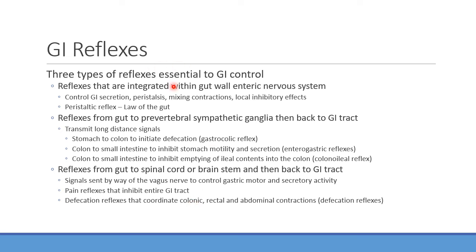Okay, so there are local effects within local areas right next to one another. There are some effects that go up to the sympathetic ganglia and back down to other portions of the GI tract. And then you have the longest distance travel, going all the way to the CNS and back to the GI tract. Make sense?